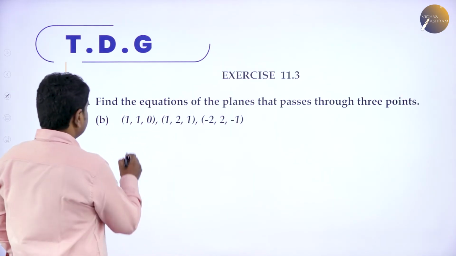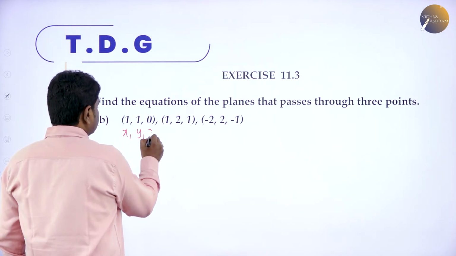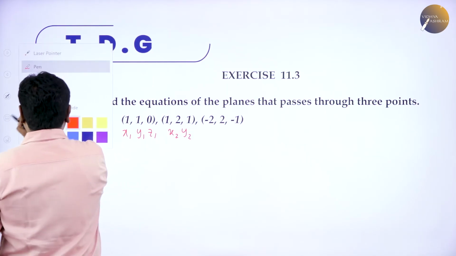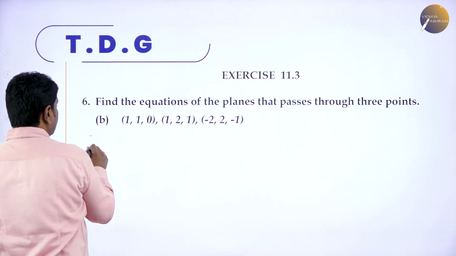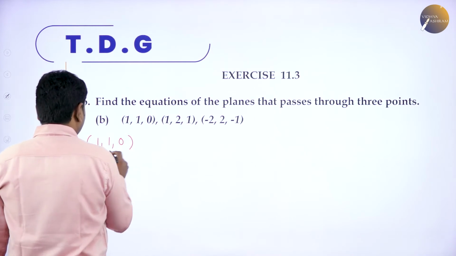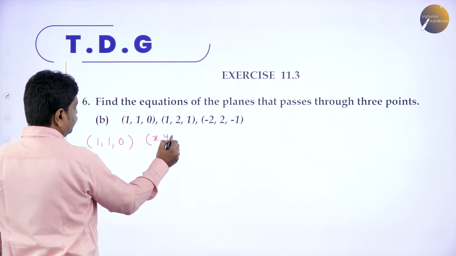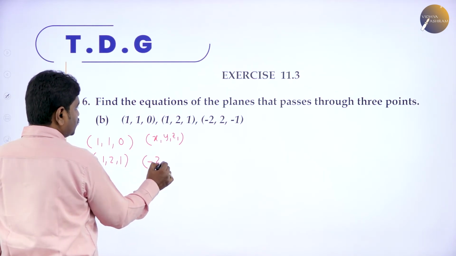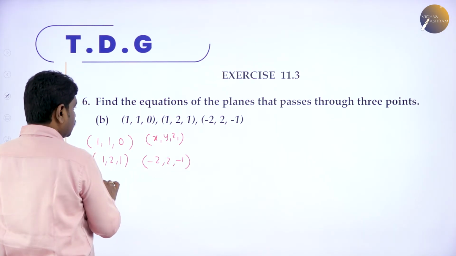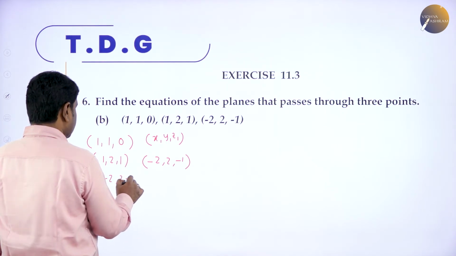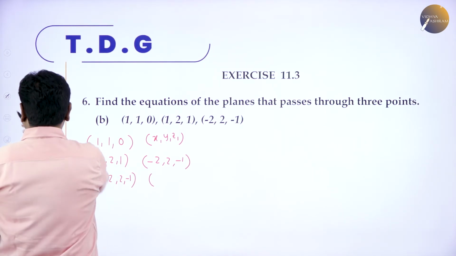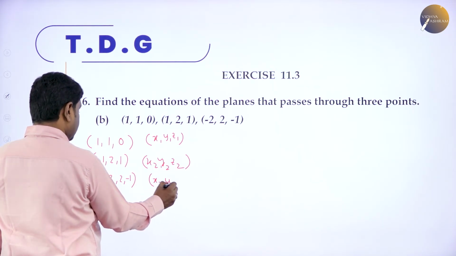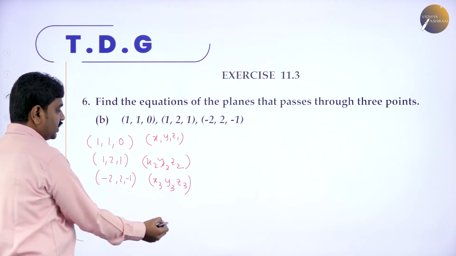Second one, so this is x1 y1 z1, second one is x2 y2 z2, or I'll write in order. So let me write them as 1 1 1, that is x1 y1 z1, and 1 2 1 minus 2, 2 minus 1, and minus 2 2 minus 1, that is x2 y2 z2, x3 y3 z3. So now I'll write the plane equation.